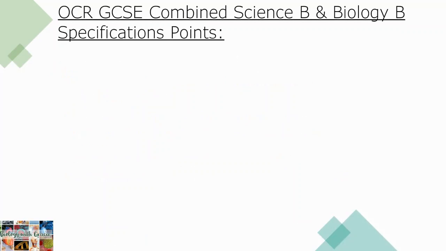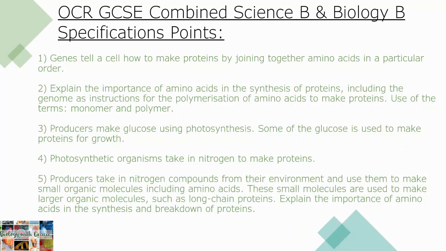So now we're going to move on to the OCR GCSE Combined Science B and Biology B specification points. So there are quite a few here, so I'm just going to go through them quickly. So number 1, genes tell a cell how to make proteins by joining together amino acids in a particular order. Number 2, explain the importance of amino acids in the synthesis of proteins, including the genome as instructions for the polymerization of amino acids to make proteins, use of the terms monomer and polymer.